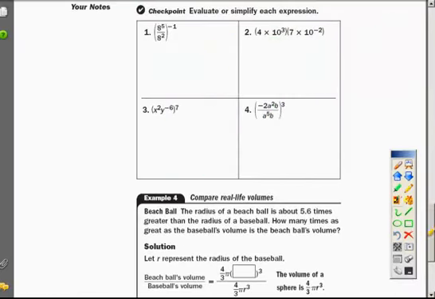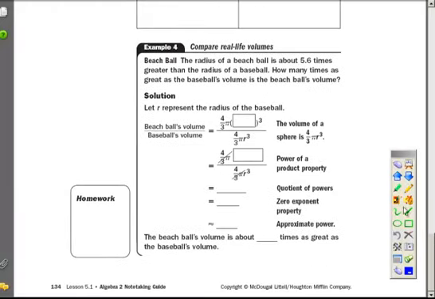And let's take a look at this one last problem here, example 4. Example 4 is a real-world problem with a beach ball. Basically, the volume of a beach ball compared to the volume of a baseball. So what is the volume of a beach ball and the volume of a baseball? Well, the radius of a beach ball is 5.6 times greater than the radius of a baseball. So instead of being r as the radius, I'm going to call it 5.6 r.